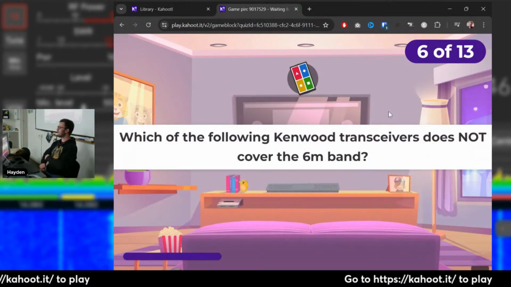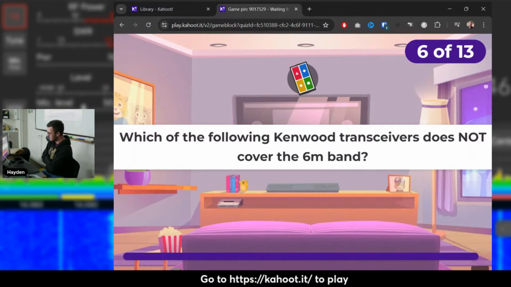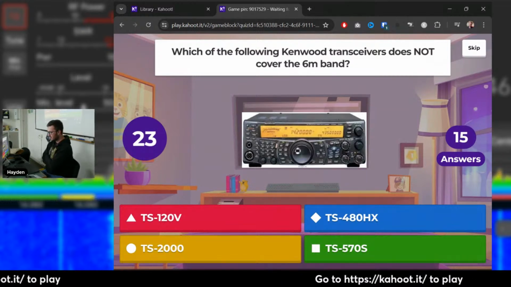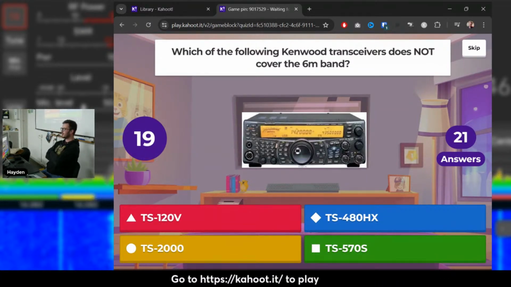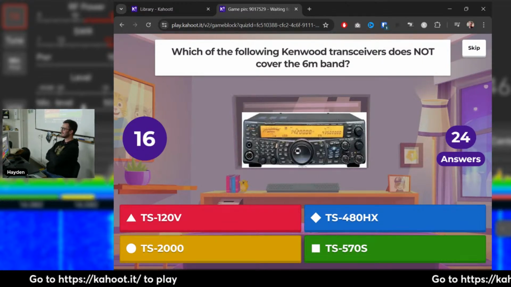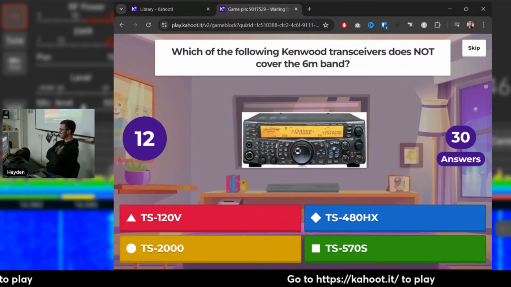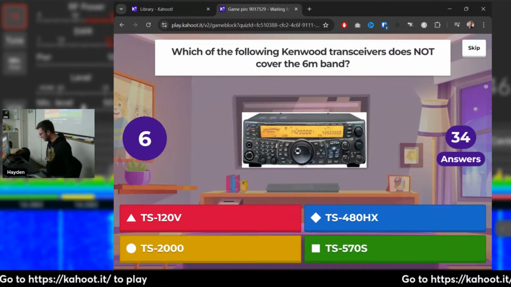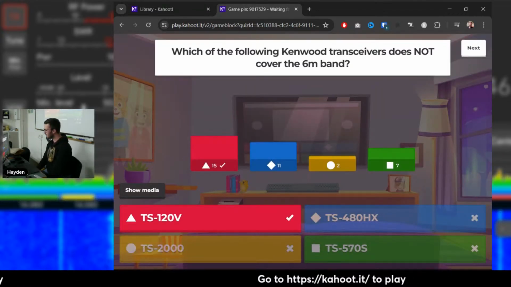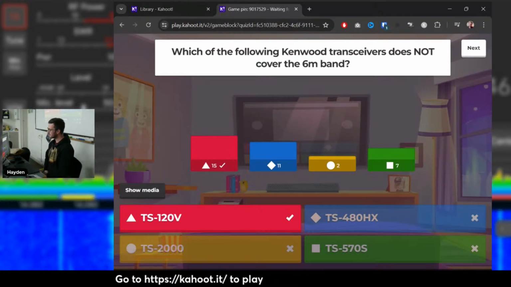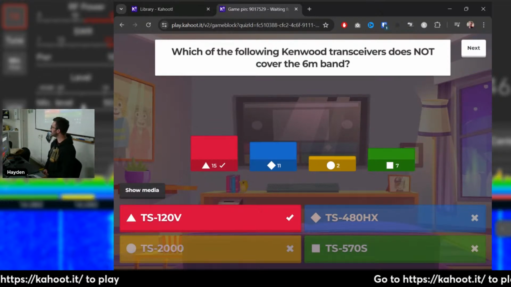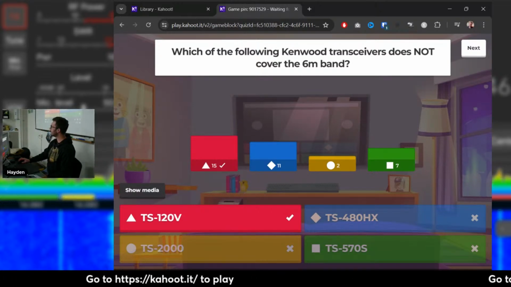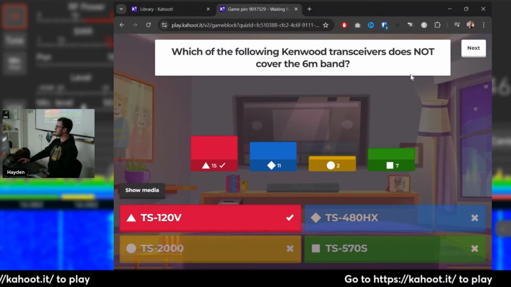Which of the following Kenwood transceivers does not cover the 6 meter band? Is it the TS120V, the TS480HX, the TS2000, or the TS570S? If you've ever owned this radio, you will know that it does not cover the 6 meter band. And it's not the one in the photo. It is the TS120V. TS120V, which was 80 meters to 10 meters. And I don't think the TS120V covered the WARC bands either. No, WARC bands. Yeah, 4 WARC bands. Yep.